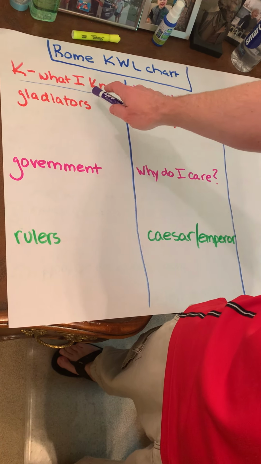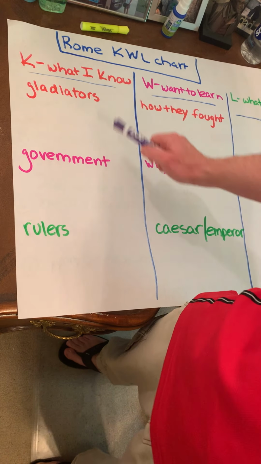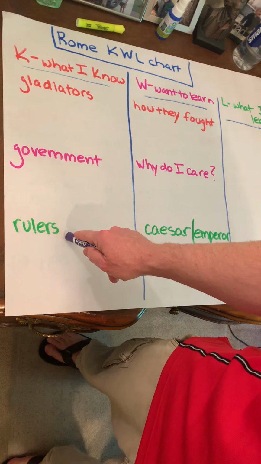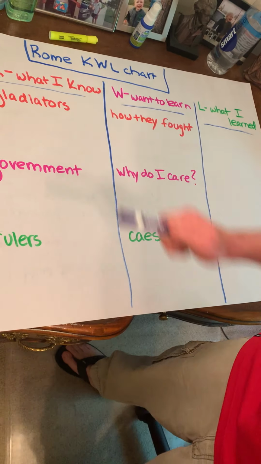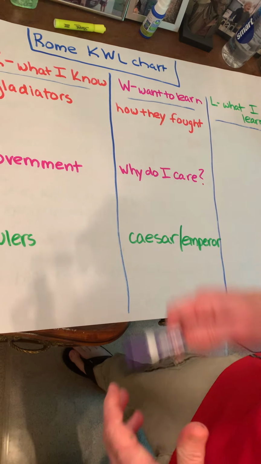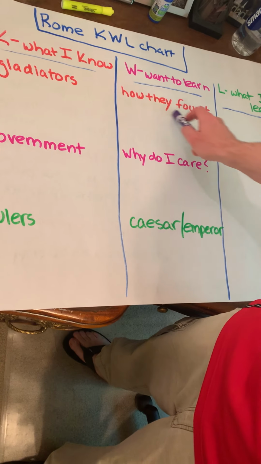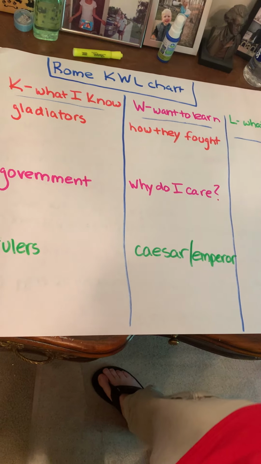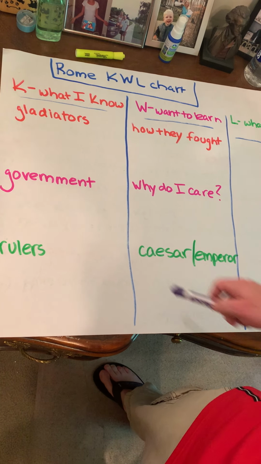What I remembered about Rome is I remember gladiators. I remember something about their government, and I remember something about their rulers. The W in KWL is, what do you want to learn? Well, with the gladiators, I want to know about how they fought, because I remember there were some kind of crazy battles that they used to have in that big stadium place.